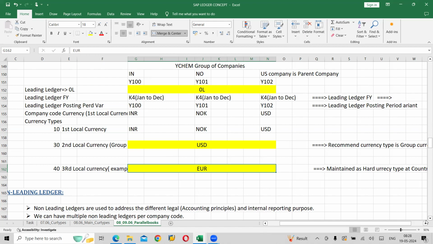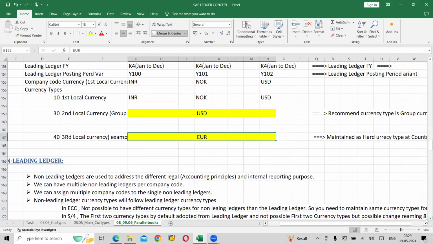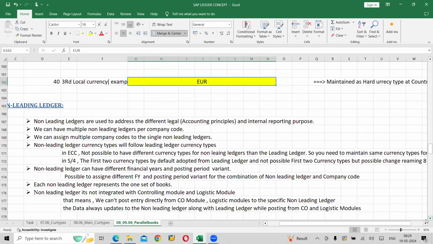No. Okay. So next one, we have already seen non-leading ledgers. Non-leading ledgers are used to address the different legal accounting principles and internal reporting purpose. Like we saw, we have created a separate non-leading ledger for IFRS, right? And for US GAAP, we can define a separate GAAP ledger. Or here in India, INR, we can have a separate reporting purpose. So those are non-leading ledgers, majorly for accounting principle purpose or internal reporting purpose.